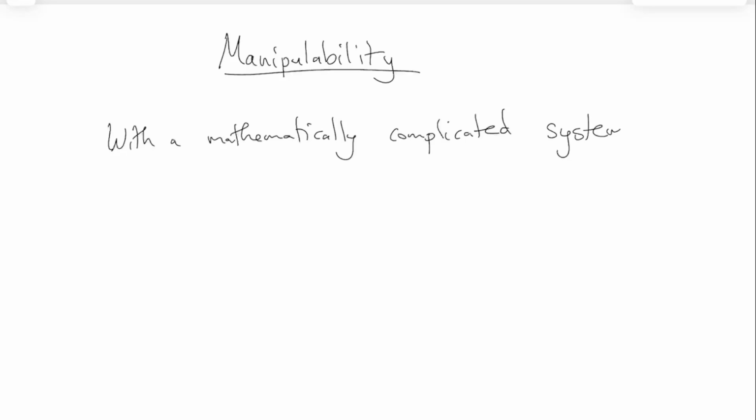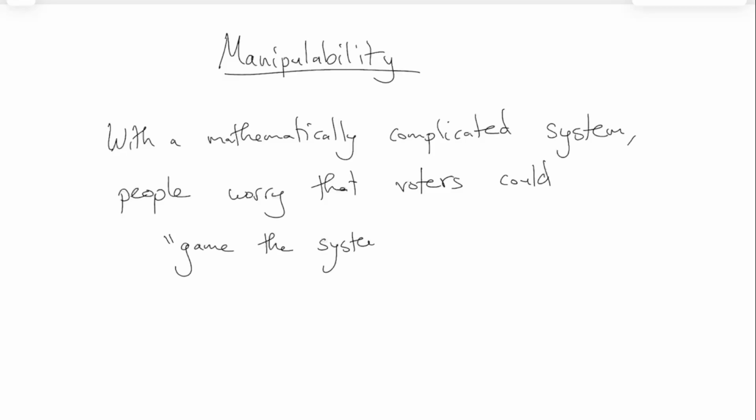Manipulability, all right? This is a concern that people will often raise if you start talking about using more mathematically sophisticated voting systems. The question is, with a mathematically complicated system, people worry that voters could game the system somehow, or this is also known as manipulate the system.